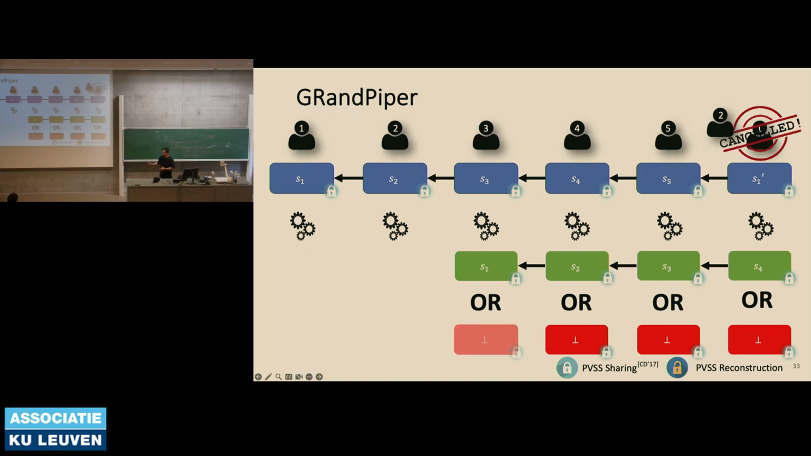In PVSS you can guarantee that everybody's shares are correct. It's the beauty of how it's constructed. I can guarantee that this is indeed a t plus 1 size polynomial and everybody's encryptions are correct. You cannot see the encryption, but you can guarantee that they're all correct.